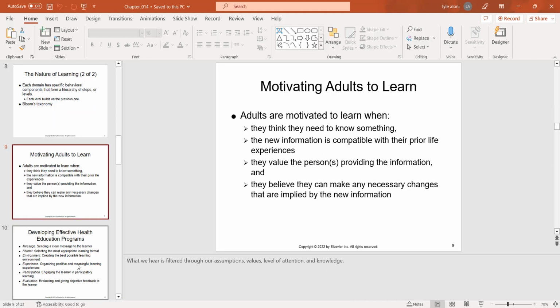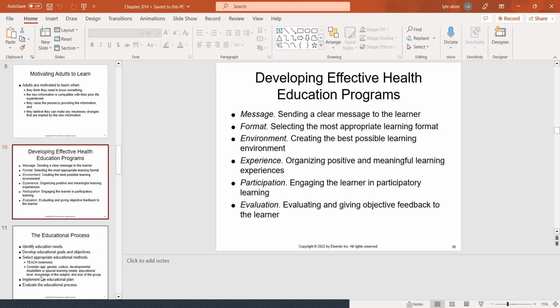So when we think about our adults and their motivation to learn, we know what we hear is often filtered. So we need to look at whether they think they need to know something, if they think new information is important for life experiences, if they value the person giving the information, and if they believe they can make any changes with the program. So we look at ways of developing effective health programs.